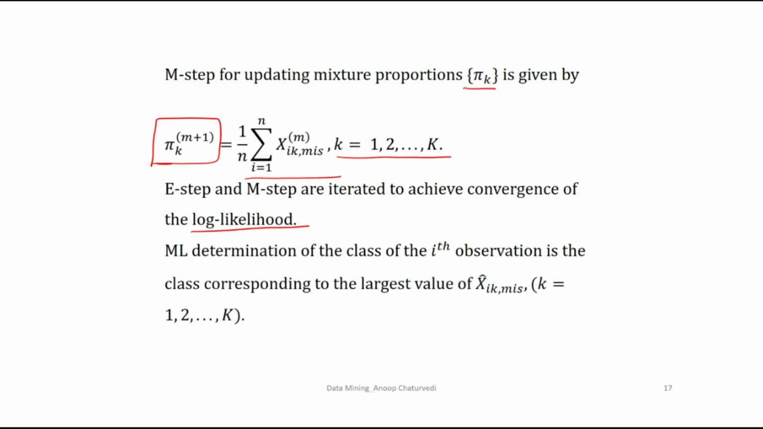Then ML determination of the class of the ith observation is the class corresponding to the largest value of x hat_ik missing. Once you obtain all these x hat_ik missing for k equal to 1 to capital K, then you classify the ith observation in the class which has maximum probability, or maximum value of x hat_ik missing.